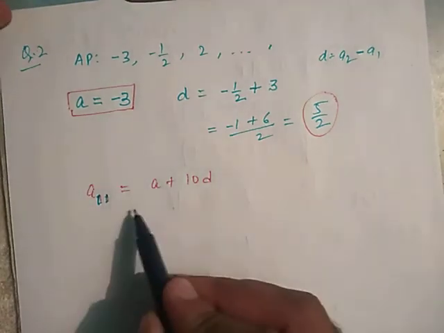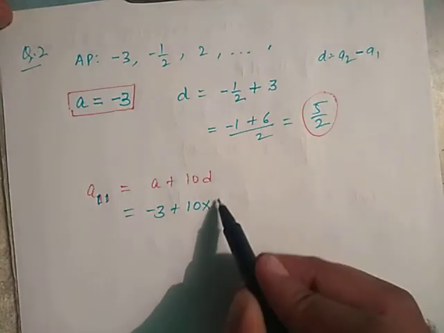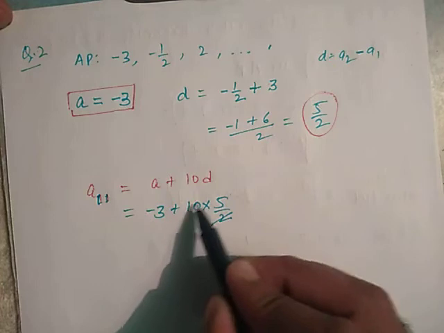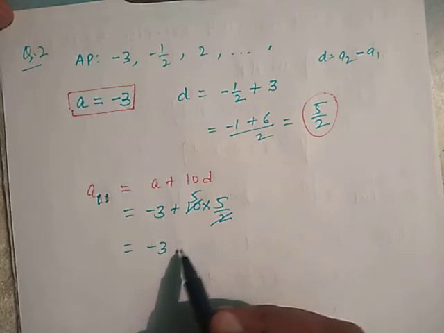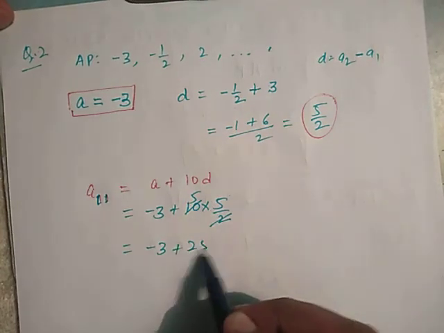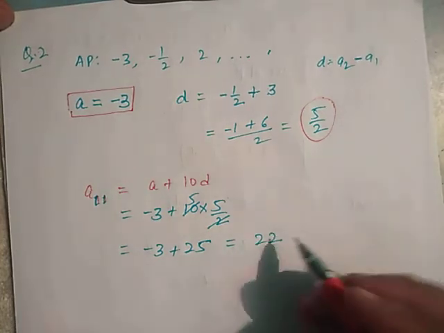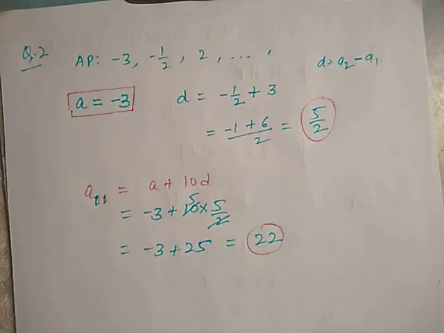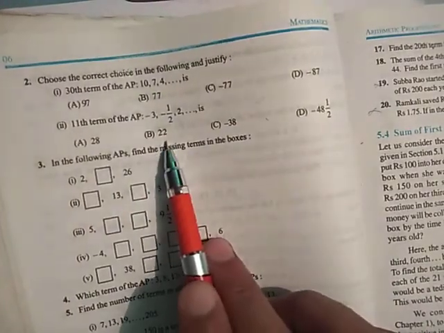Okay, so what is your A? It is -3 plus 10 into what is D? It is 5/2. You will cancel 10 by 2. You will get here -3 plus 5 into 5, 25, and 25 minus 3 is 22. So we will lock it as the correct answer, and we will check in our given options: A is 28, B is 22, C is -38 and D is -48 1/2. So B is our correct answer.